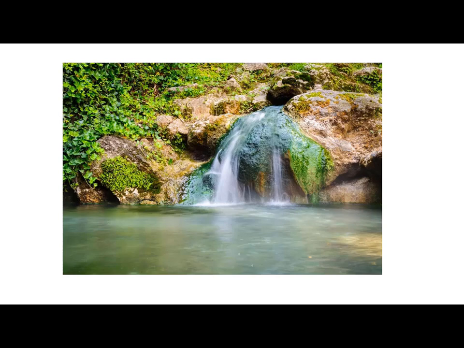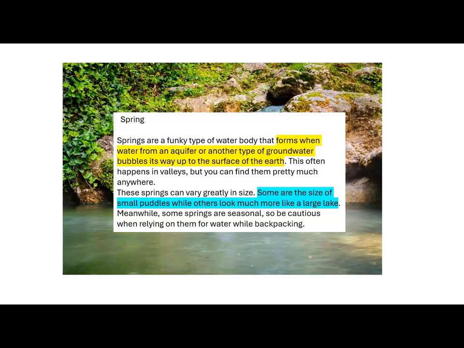This is also an easy one. This is a spring. A spring forms when water from an aquifer or another type of groundwater bubbles its way up to the surface of the earth. And some are the size of small puddles, while others look much more like a large lake.